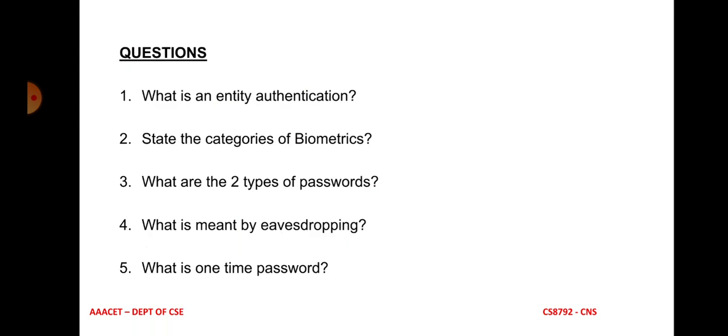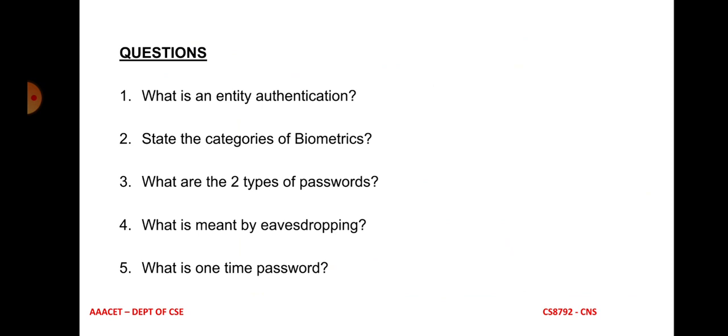protocol. So what is entity authentication? We all know what is entity and what is authentication. Entity may be any person or a process or anything. Authentication is nothing but one person proving the identity of another person. There are also data origin authentication and message authentication. So state the categories of biometric. There are two categories, one is physiological and the other is behavioral.